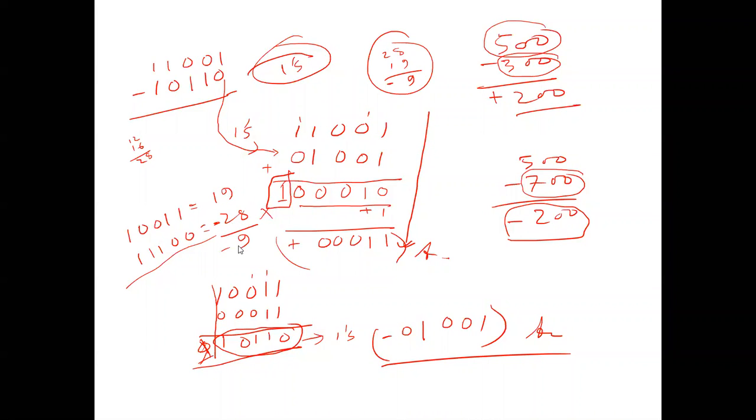So now check your result: 1, 2, 4, 8. 8 and 1. So this result is 9, and this is the minus 9. So clear. Okay, so this is the one's complement subtraction. Suppose we use two's complement subtraction, same.